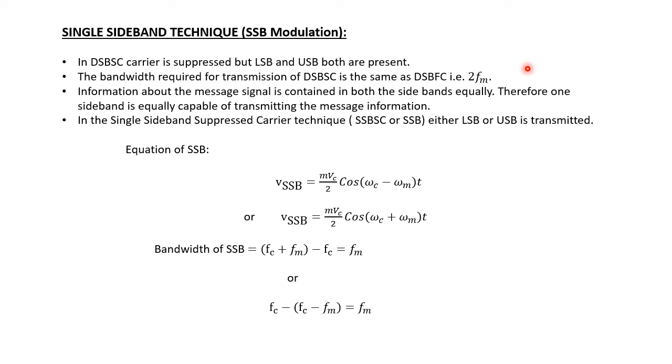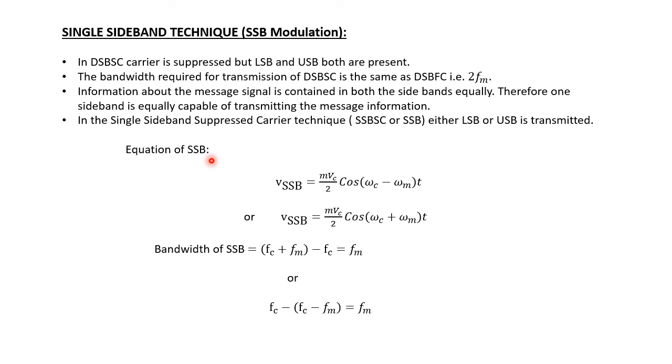In single sideband modulation, we transmit only a single sideband. Either the lower sideband or the upper sideband is suppressed or removed at the transmitting end, and only a single sideband is transmitted and the message signal is retrieved from that particular sideband. Therefore, we get complete information about the message signal.